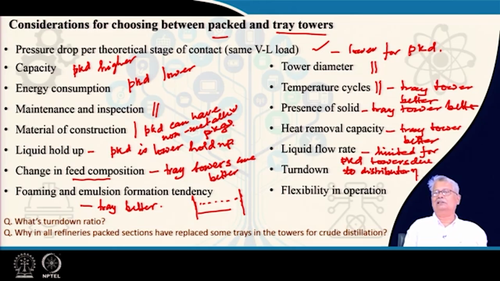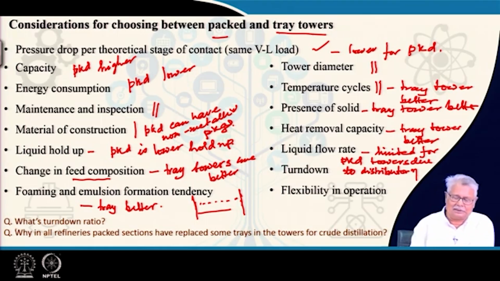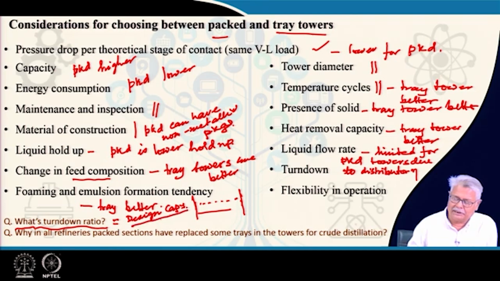Now, we talk about the turn down. Before we talk about turn down, perhaps we should answer this question: what is turn down ratio? The turn down ratio is basically the design capacity divided by the minimum operating capacity.